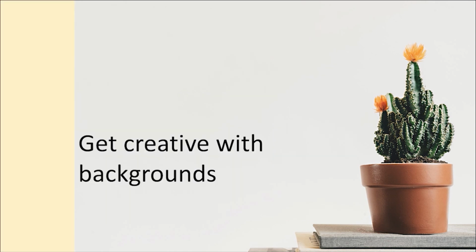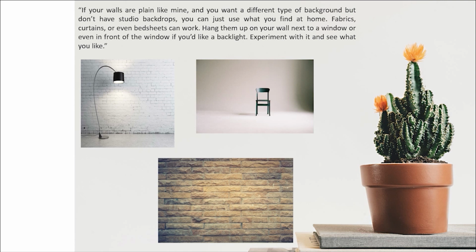get creative with the backgrounds. If your walls are plain like mine, and you want a different type of background but you don't have studio backdrops, you can just use what you find at home. Fabrics, curtains, or even bed sheets can work. Hang them up on your wall next to a window, or even in front of the window if you like a backlight. Experiment with it and see what you like.